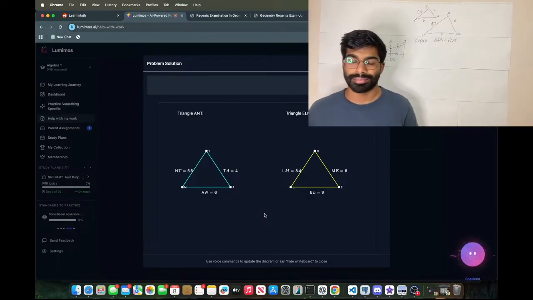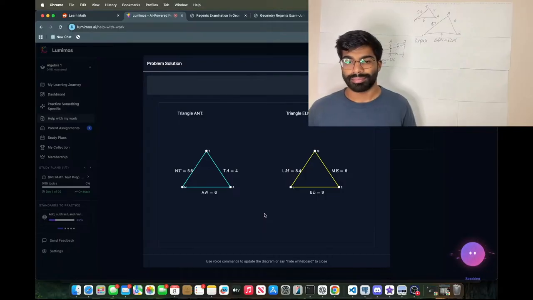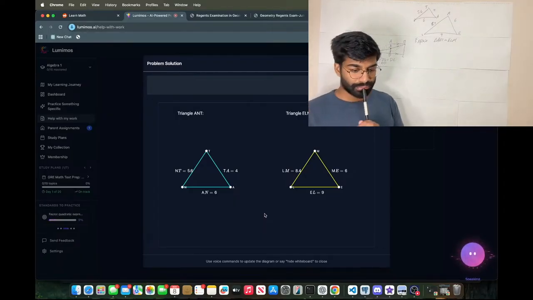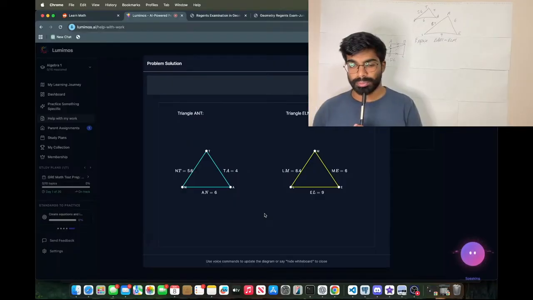Thank you so much, Jin. That really means a lot. I'm glad the visual representation is working well for you. The computer vision system is definitely improving. So, angle is absolutely one way to prove similarity. You only need two angles, actually. But here's the thing. In this problem, we're not given any angle measurements. Look at what information we do have, just the side lengths. AN equals 6, NT equals 5.6, TA equals 4, and EL equals 9. LM equals 8.4, ME equals 6.